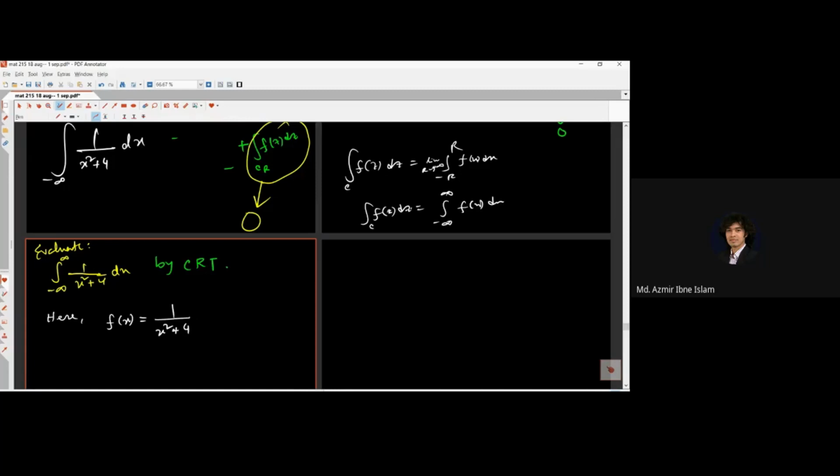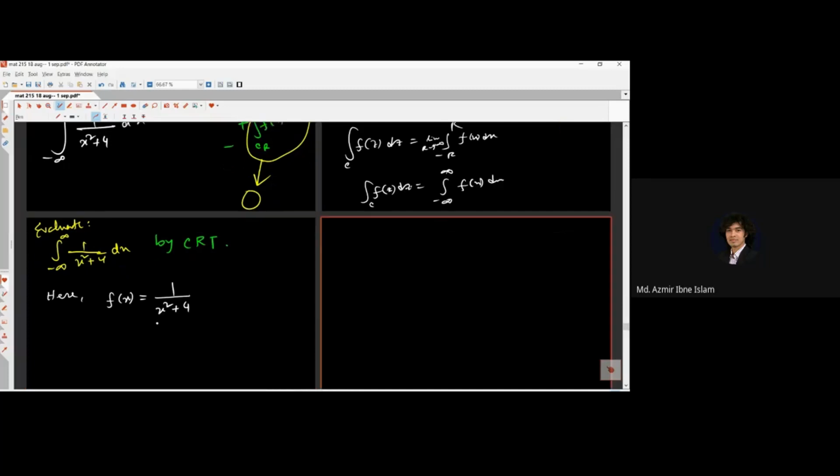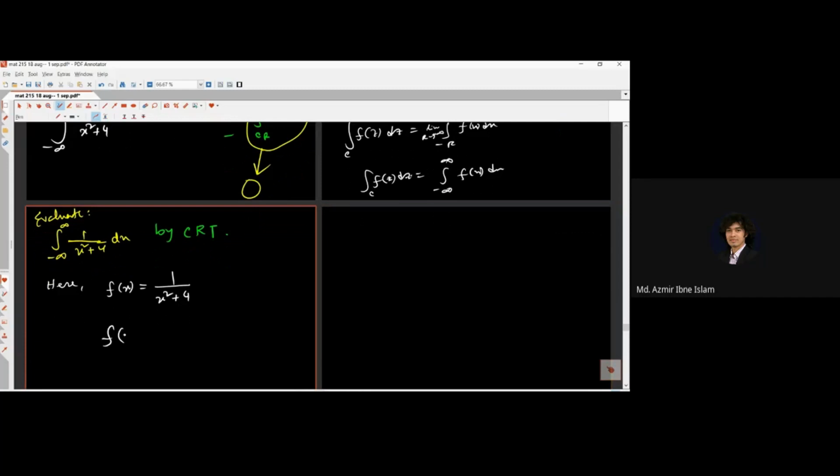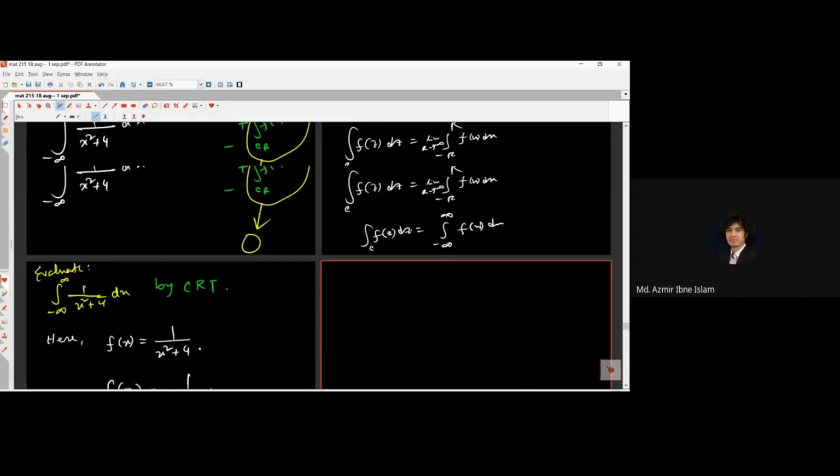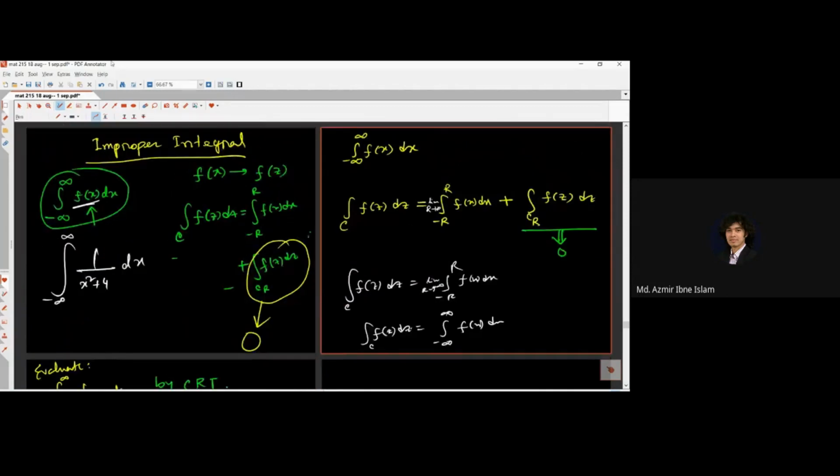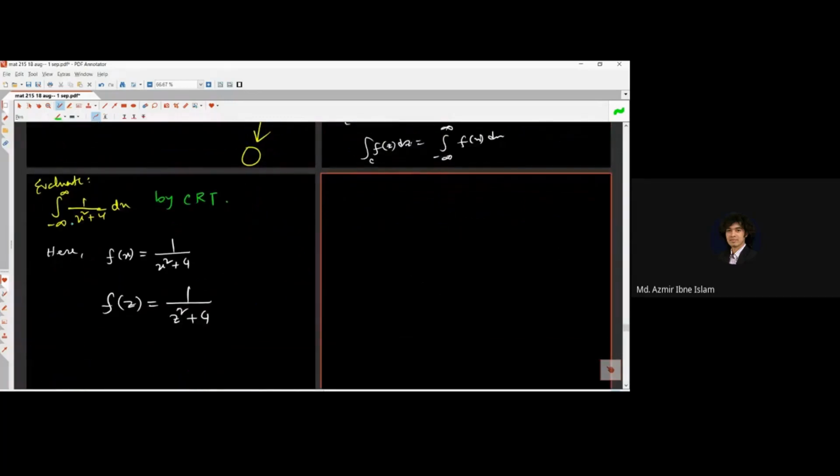It's quite difficult to understand the theoretical part, but actually if we have a look at problem solving, then you will understand the process. Its corresponding function f of z will be 1 over z squared plus 4. Is that okay? Yes, sir. Okay. Now it is our formula. This is the formula for solving improper integral. So using this formula, we can write this expression.